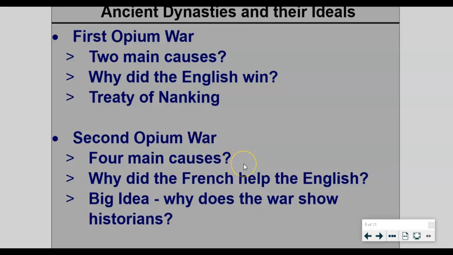Here are your questions. What are the four main causes? Why did the French help the English? And then at the very end, what's the big idea? What does the war show historians?